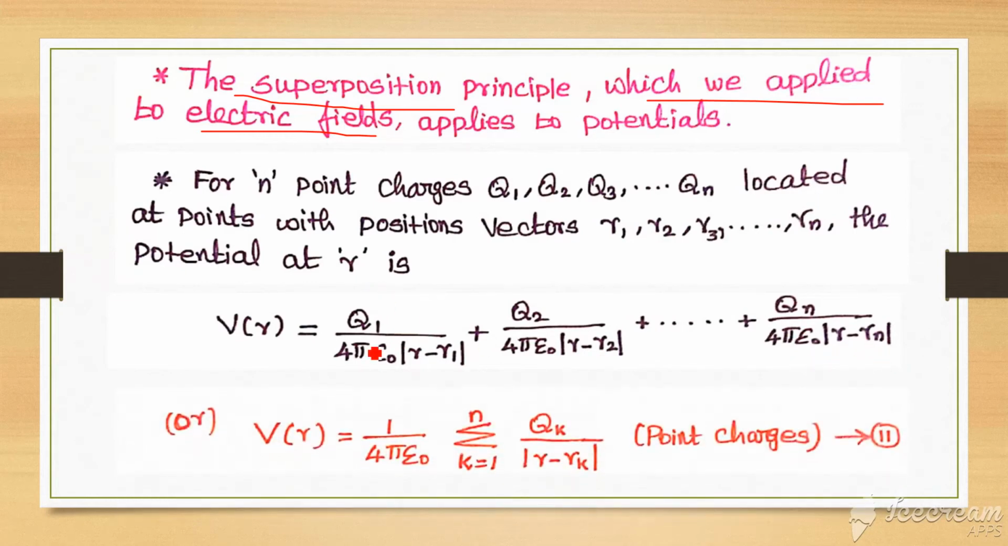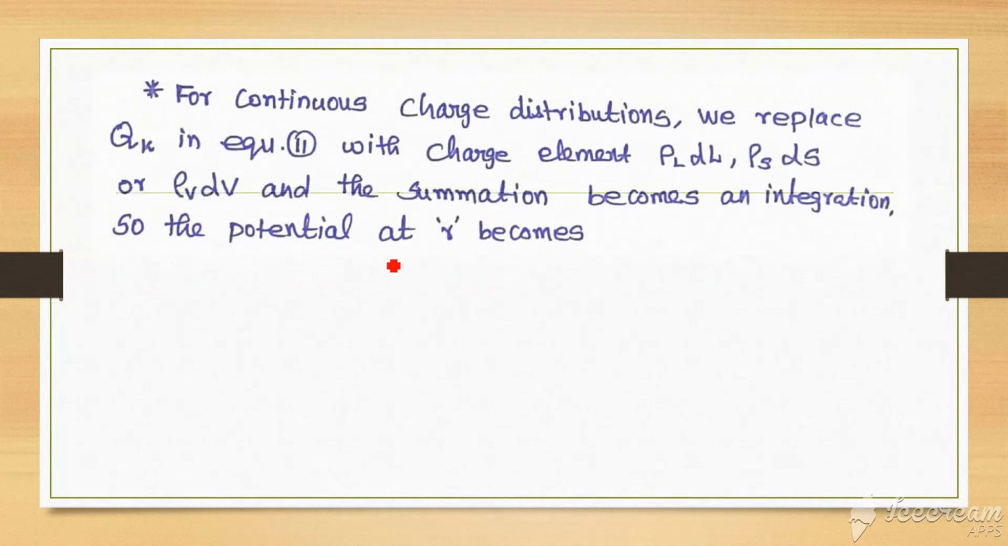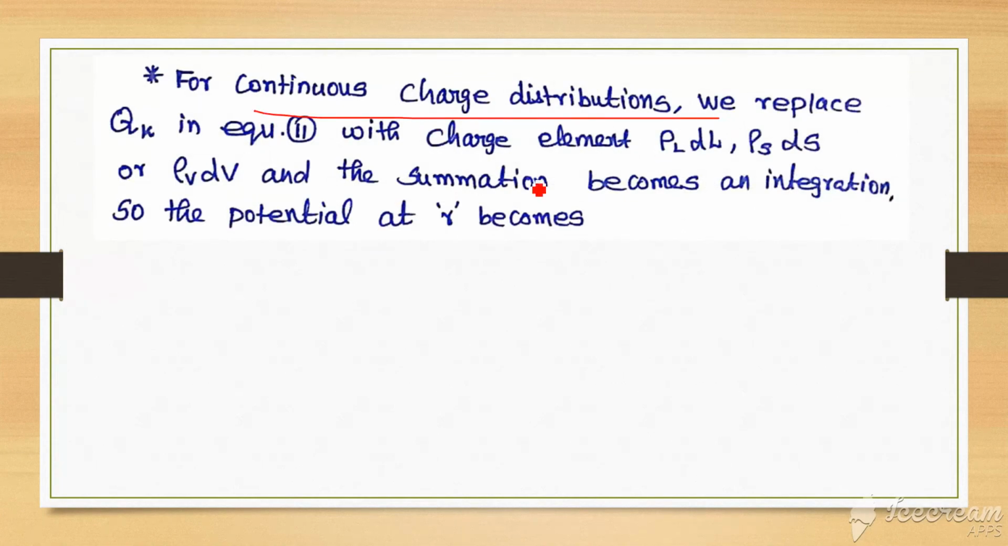So next step, take the common term outside, so 1 divided by 4 pi epsilon naught. Instead of all the summation terms, we write one common summation and define the variable k, k equal to 1 to infinity, qk divided by modulus of r minus rk. This is for point charges. Then for the continuous charge distribution, we replace qk in equation 11 with the charge element: rho l dl for line charge, rho s ds for surface charge, rho v dv for volume charge, and the summation becomes integration.